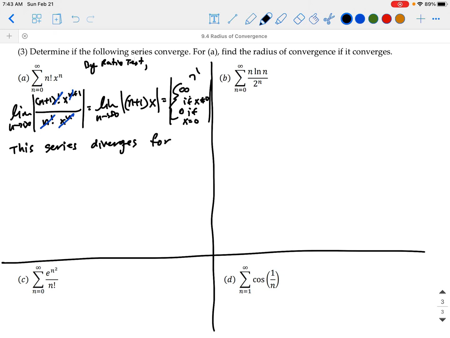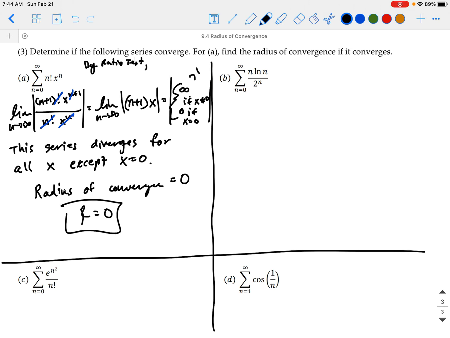So the series diverges for all x except x equals 0. And so that means that the radius of convergence is equal to 0. So r equals 0.